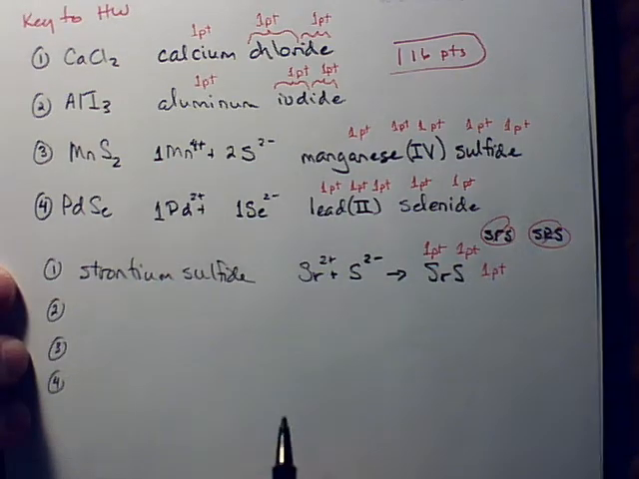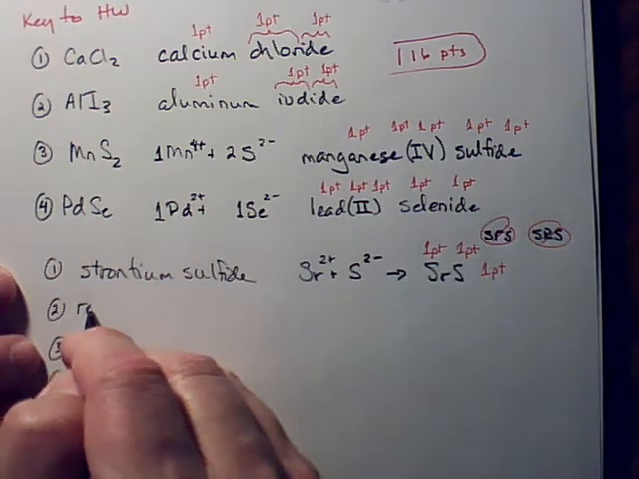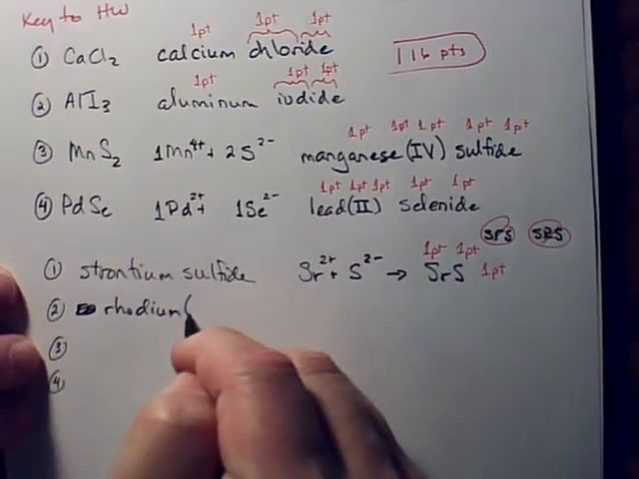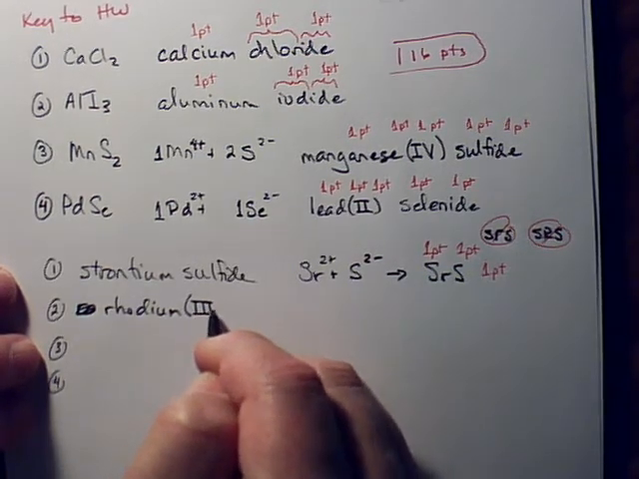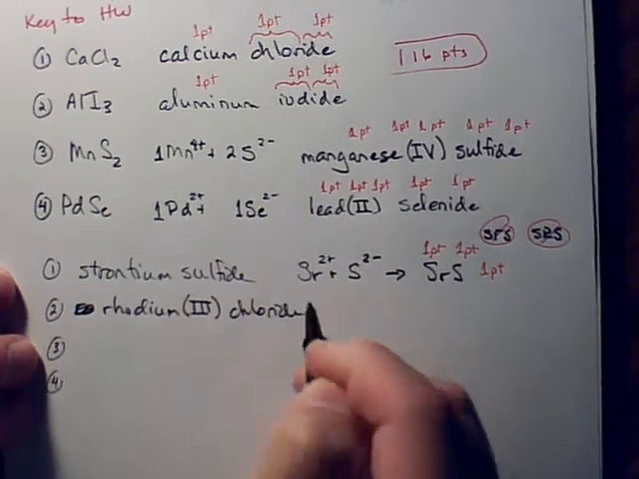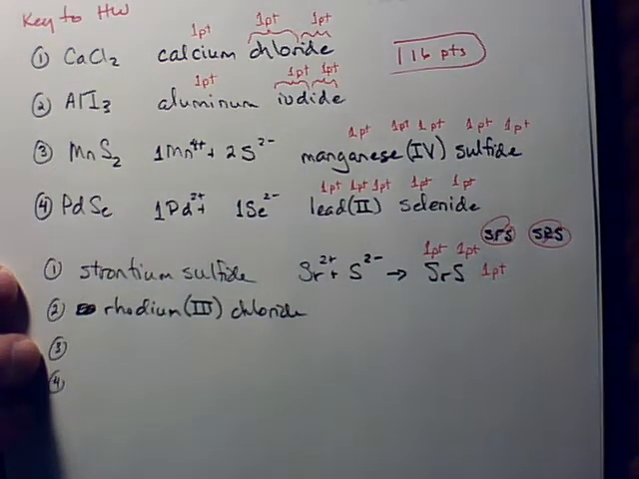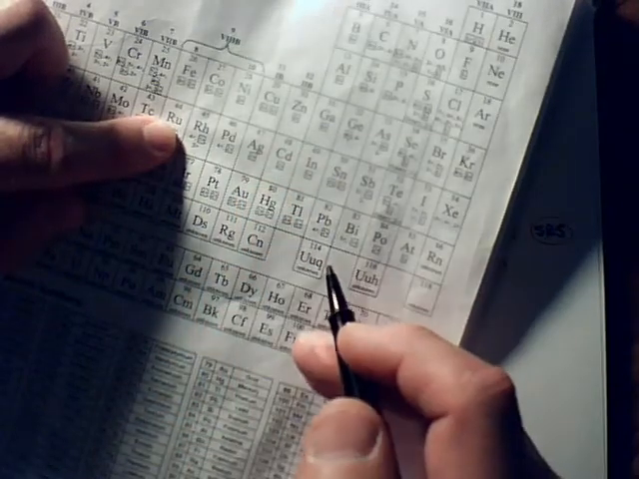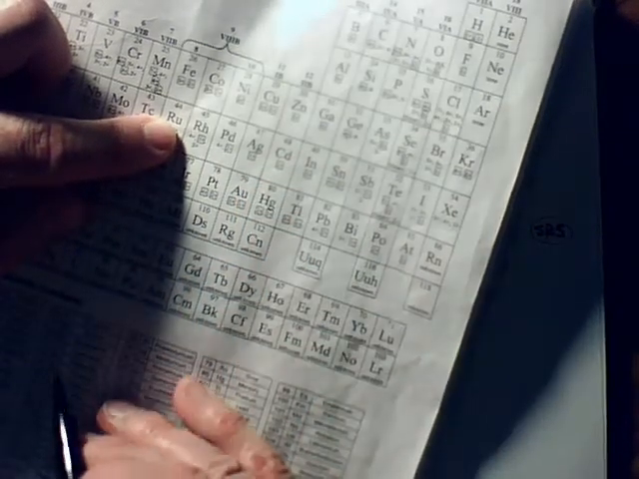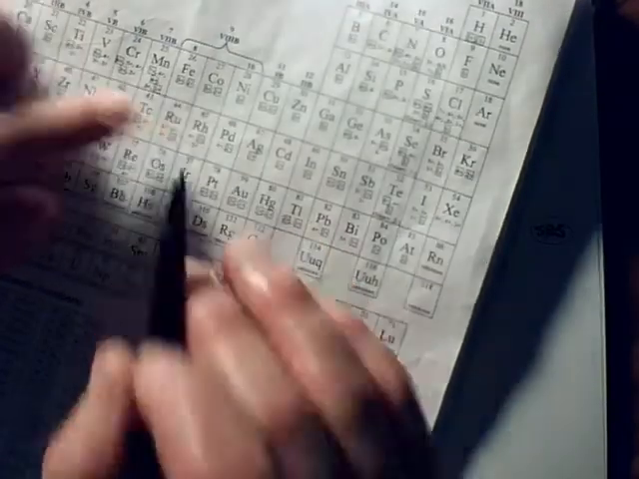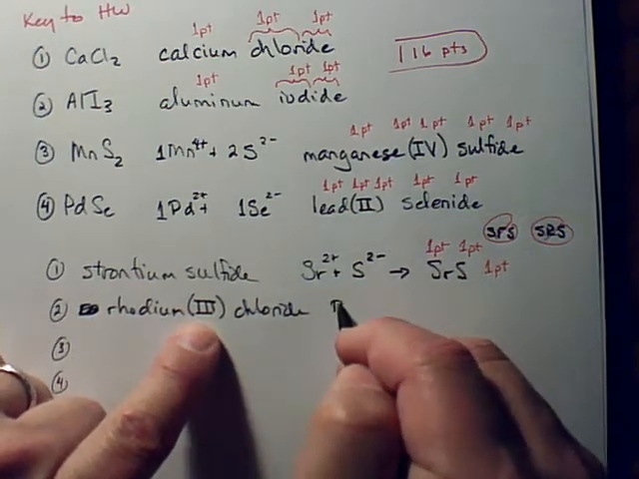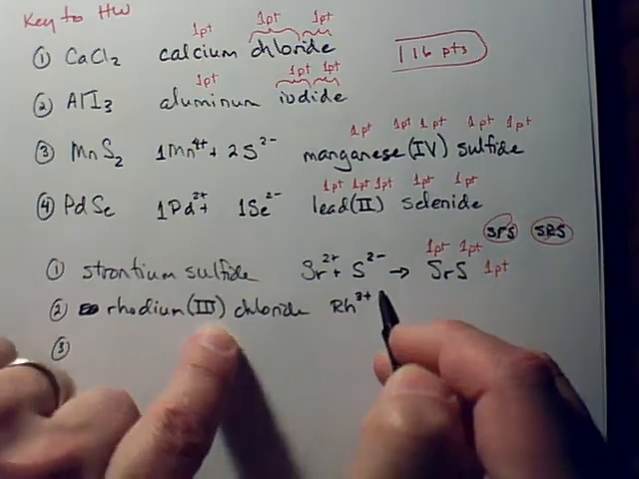All right. So the next one we're going to look for is rhodium(III) chloride. So rhodium has 3 different oxidation numbers: 4, 3, and 2. And we need to know which one this one's going to be. Well, it says it's rhodium(III). So we know it's 3 plus.